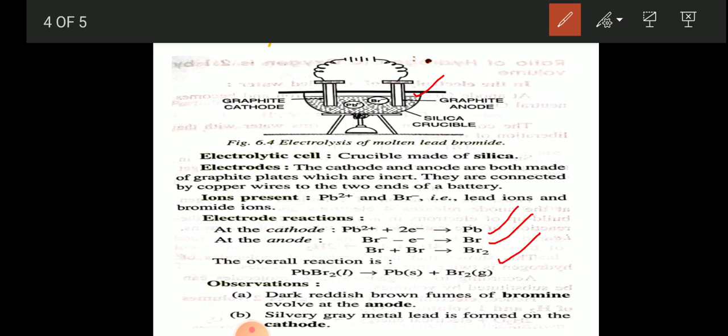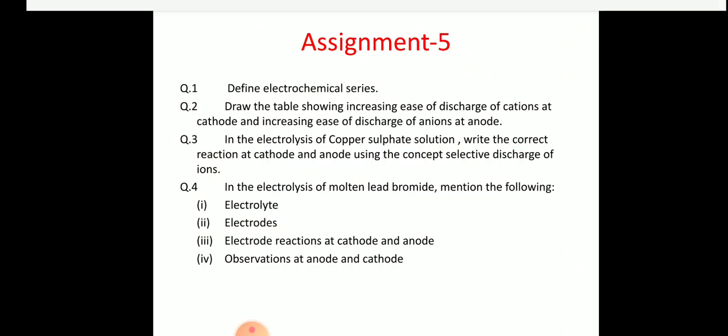Okay, so the overall reaction can be shown by this one: PbBr2 giving lead, which is solid, plus bromine gas. Observations: you'll find that dark reddish brown fumes of bromine evolve at the anode, since there is a formation of bromine, whereas silvery gray metal lead is formed on the cathode. Okay, so this is the electrolysis of molten lead bromide.